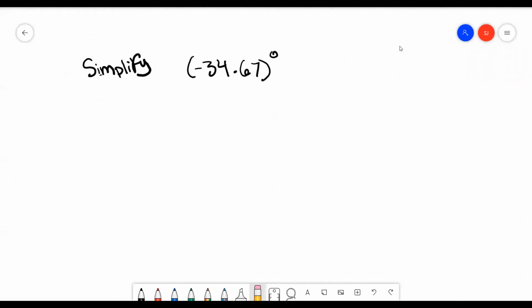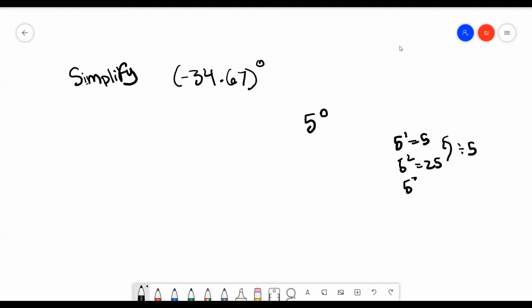So let's make it simpler. What is 5 to the power of 0? 5 to the power of 1 is 5. 5 to the power of 2 is 25. Notice our pattern here: divided by 5. 5 to the power of 3 is 125, again divided by 5.